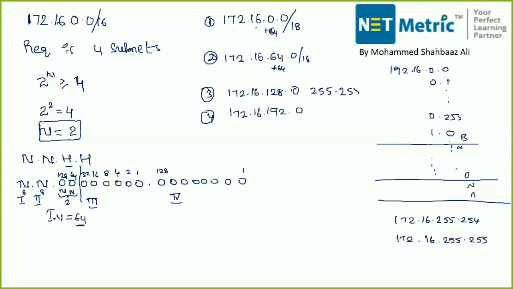Or if you want to write the 255 method, you can write 255 in the first octet, 255 in the second octet. In the third octet, you have added 2 bits. 2 bits means add these two values, 128 and 64, it will be 192. So you can write subnet mask slash 18, or you can write 255.255.192.0. You can use any one of these methods.